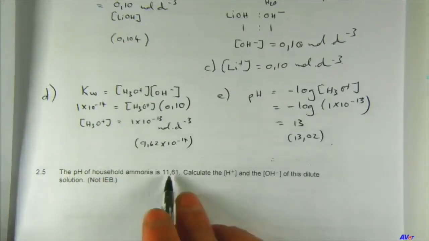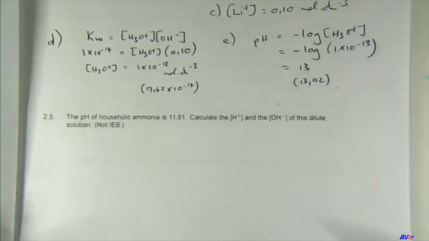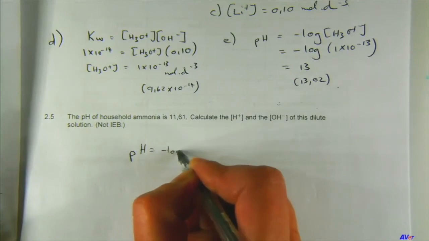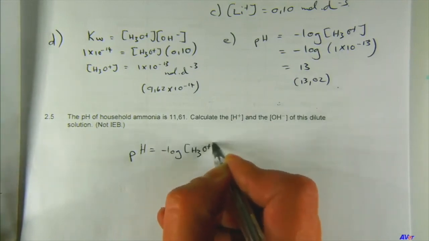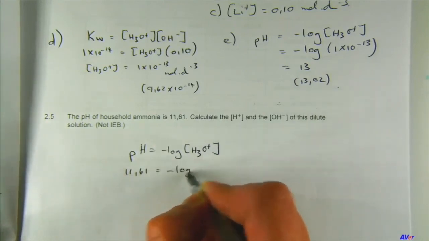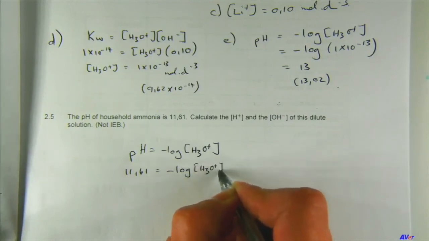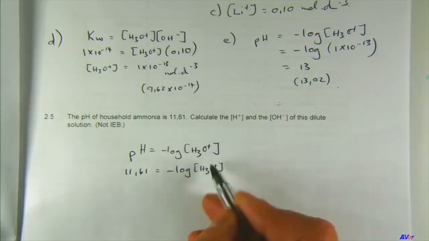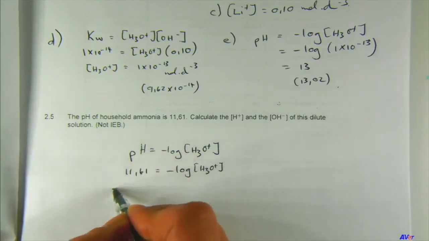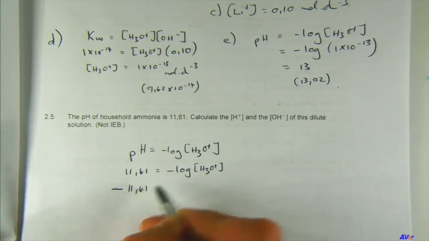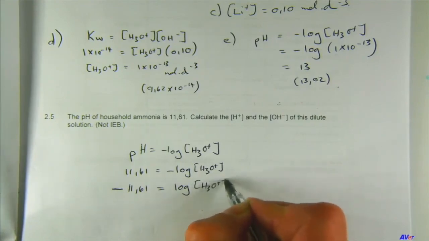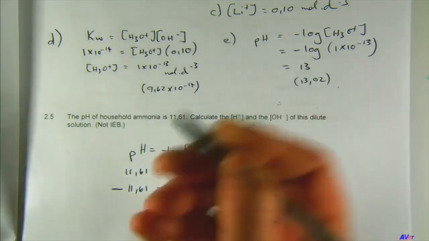Now here they give you the pH. They don't give you the concentration and ask the pH. They give the pH. So we have to move back. pH is negative the log of the H3O plus concentration. And now they give you pH. They give you that side. Okay. Now, if I want the H3O plus, the very first thing is to take the negative over to the other side. So you get negative 11.61 is equal to log H3O plus.